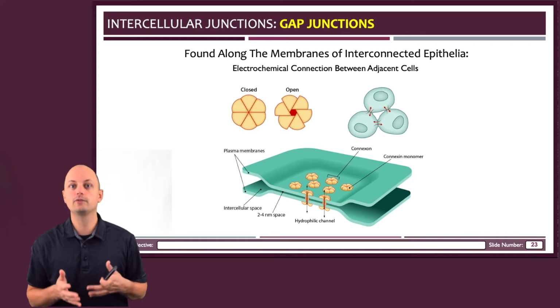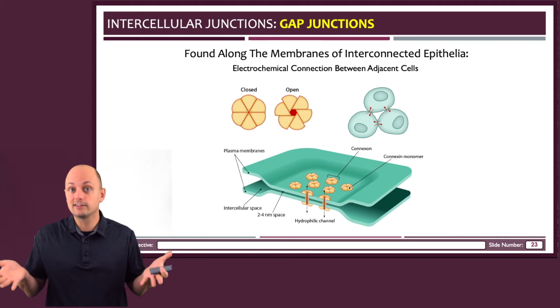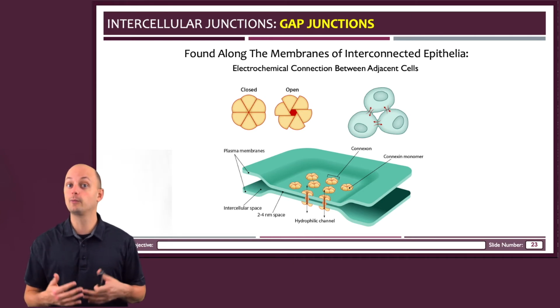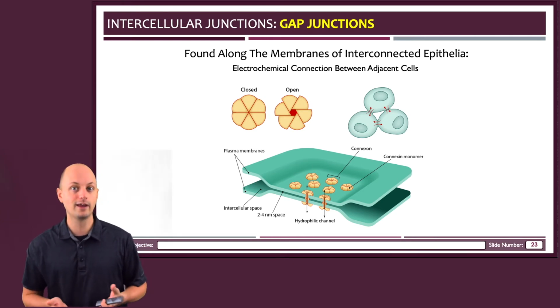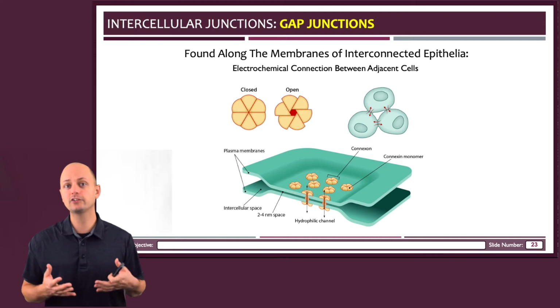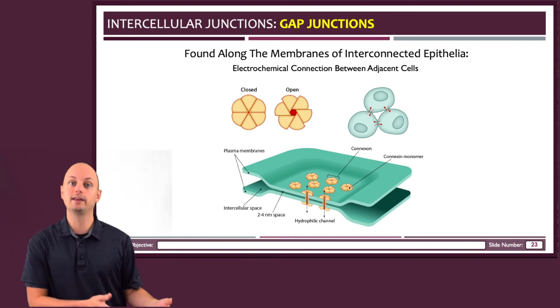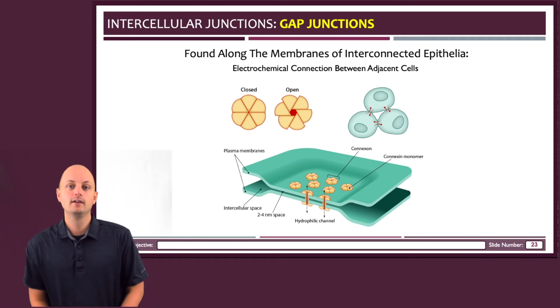So in essence, they provide a way for adjacent cells to sense what's going on with their neighbors, in the same way that you might be able to sense what was going on with your neighbors if you share a common entryway or a wall. We're actually going to talk a lot more about those later when we get to our nervous system unit and when we get to our muscle unit.